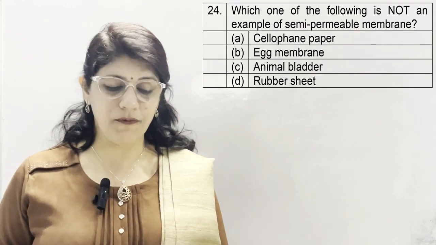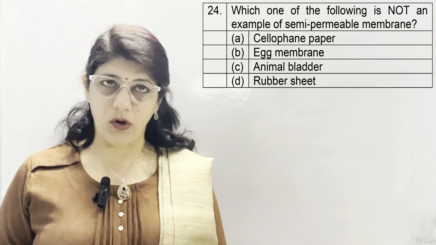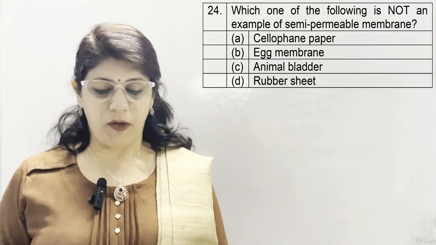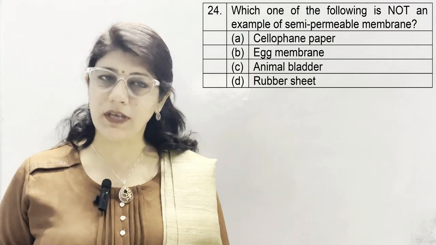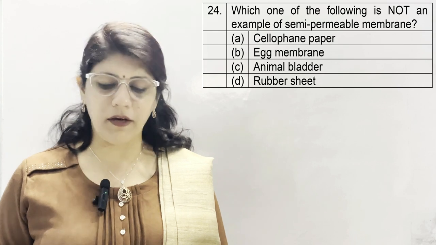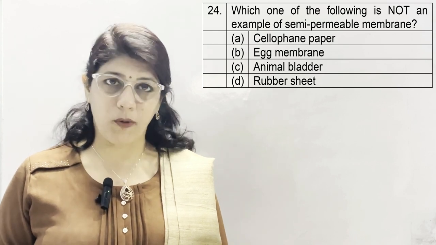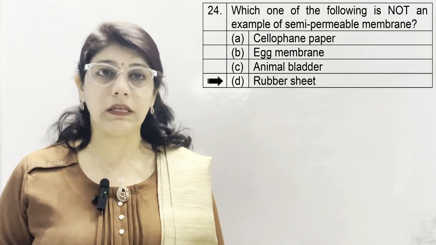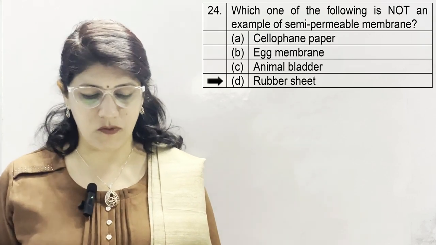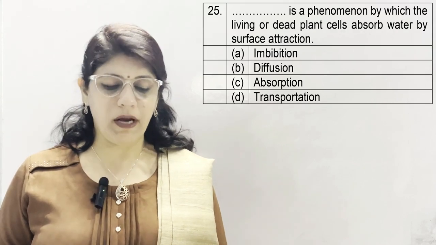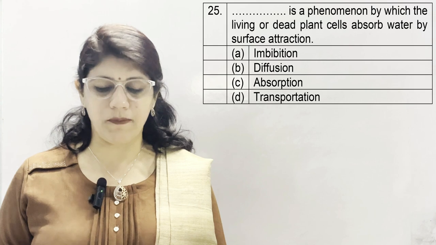In question number 24, which one of the following is not an example of a semi-permeable membrane? A, cellophane paper; B, egg membrane; C, animal bladder; and D, rubber sheet. Here the correct option is D, which is rubber sheet, which is an impermeable membrane. Others are semi-permeable membranes.